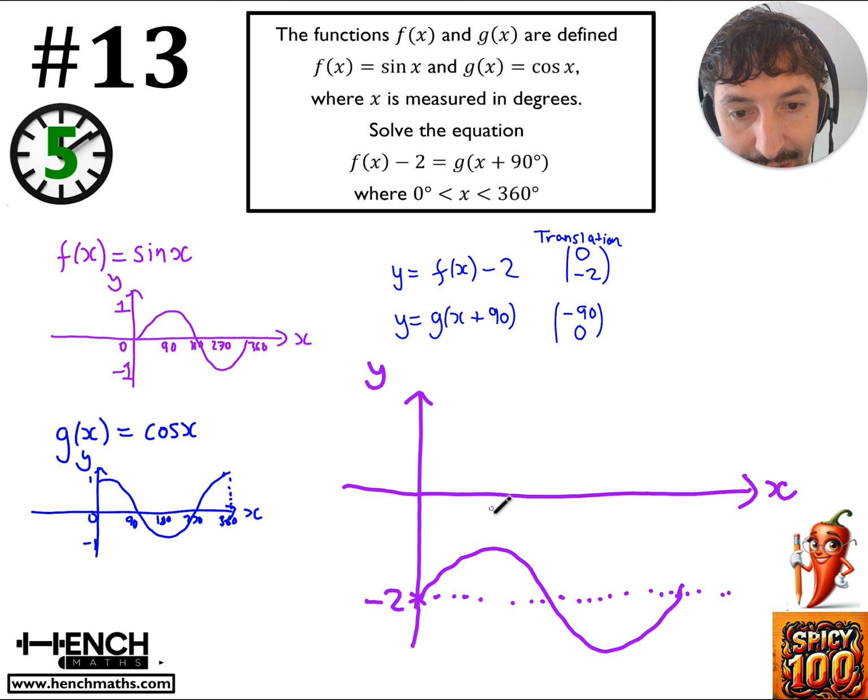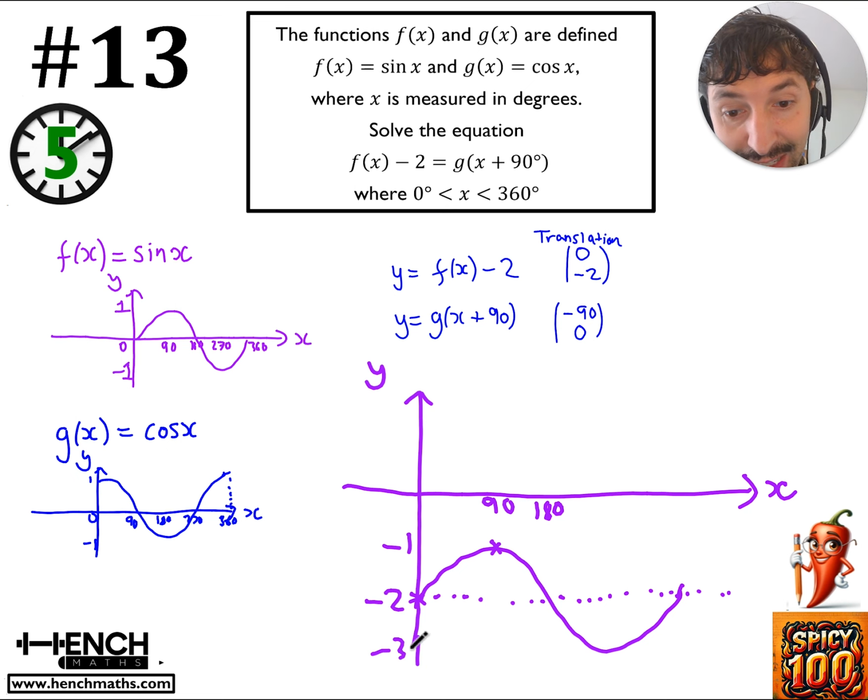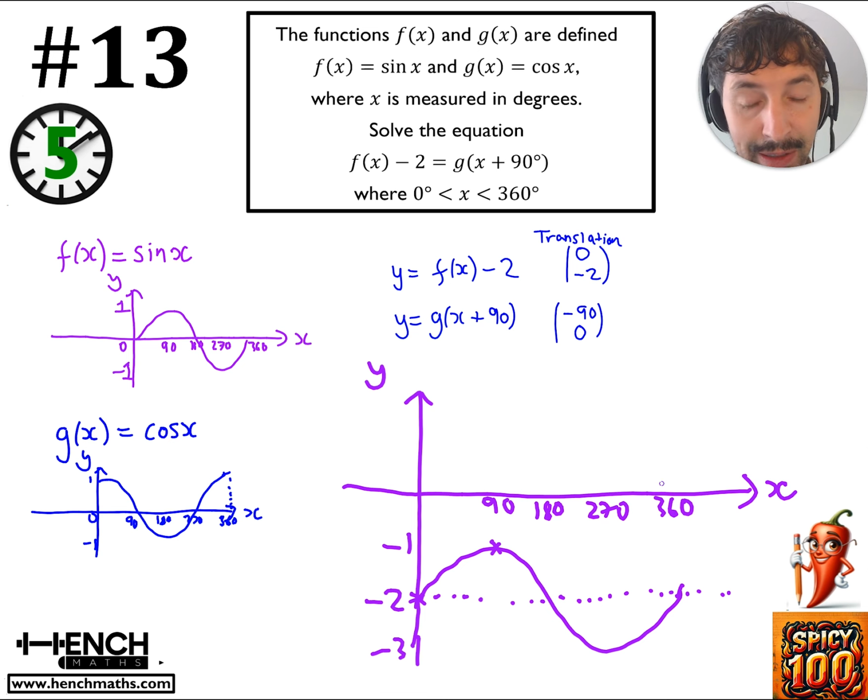So I can see here that at 90 degrees, because this has gone up by 1, this will be -1 there. And then at 180, we'll be down to -2 again. At 270, because we're actually going below this -2, we'll be down to -3 down here. And at 360, we're back up to -2, because normally we would have been back up to 0. So that is the translation of sine x down by 2.